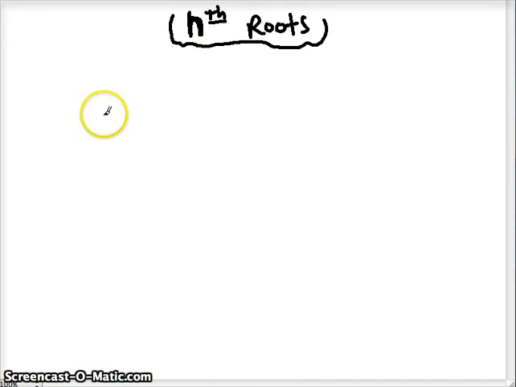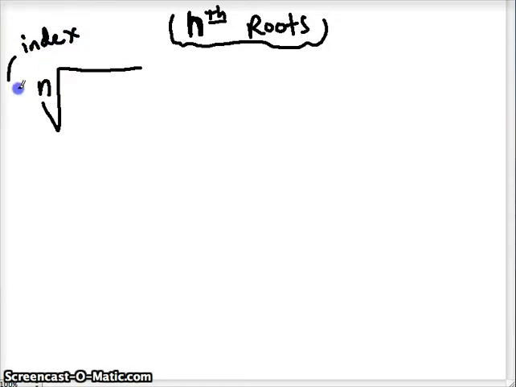So for example, if we have our little recipe here, n is going to be our index. That's the type of root that we're taking. We can take any root of a number, a. So this is usually our base, right?